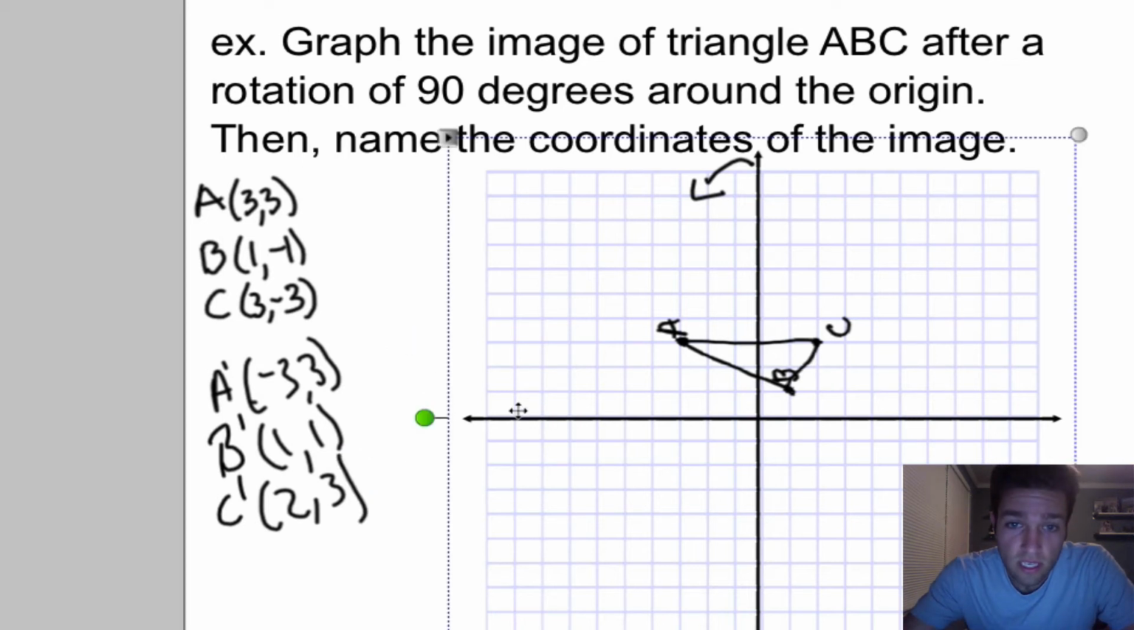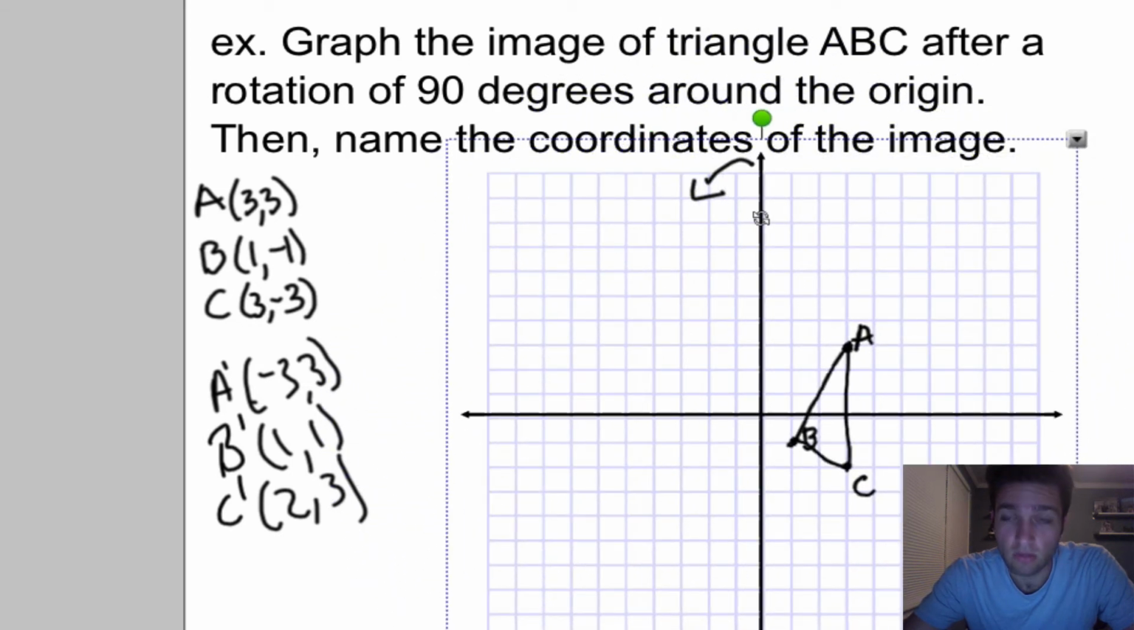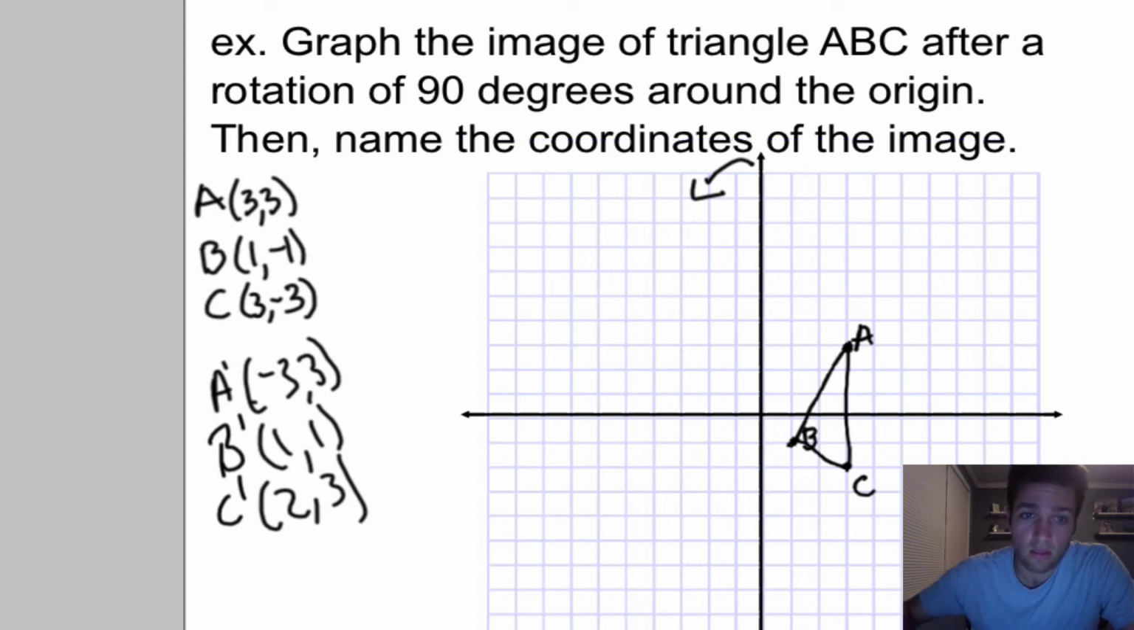Now, you take your graph paper and you rotate it right back to where it originally was. And now you take your points, A prime, B prime, and C prime, and graph them. So it's negative 3, 3 is A prime. B prime is now at 1, 1.